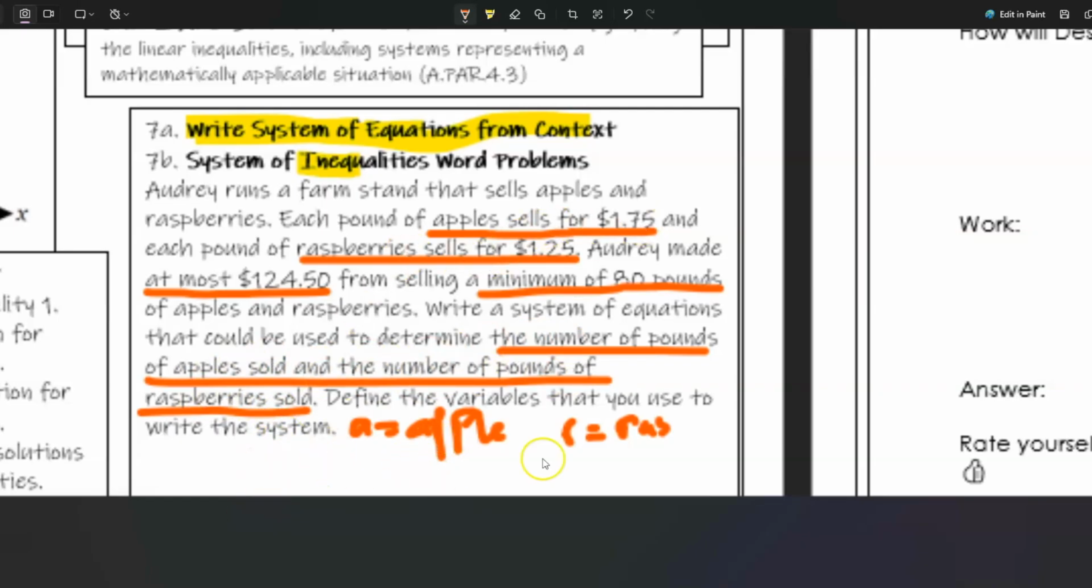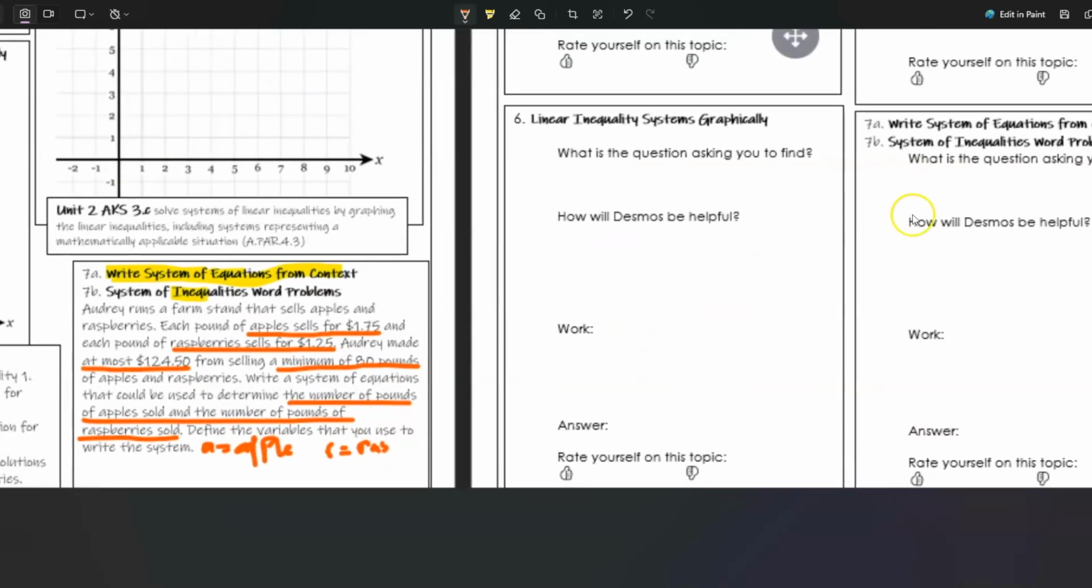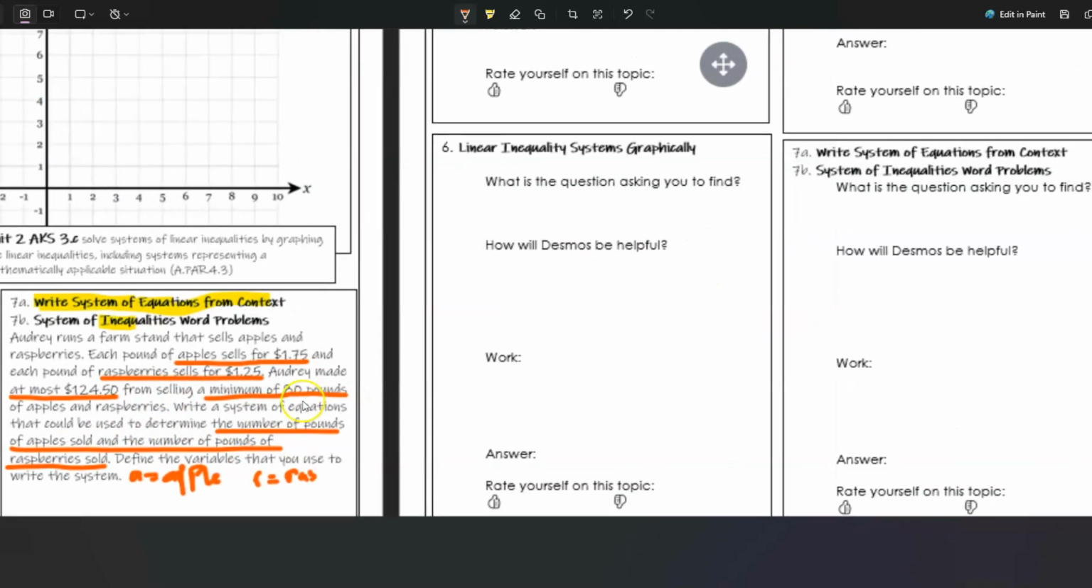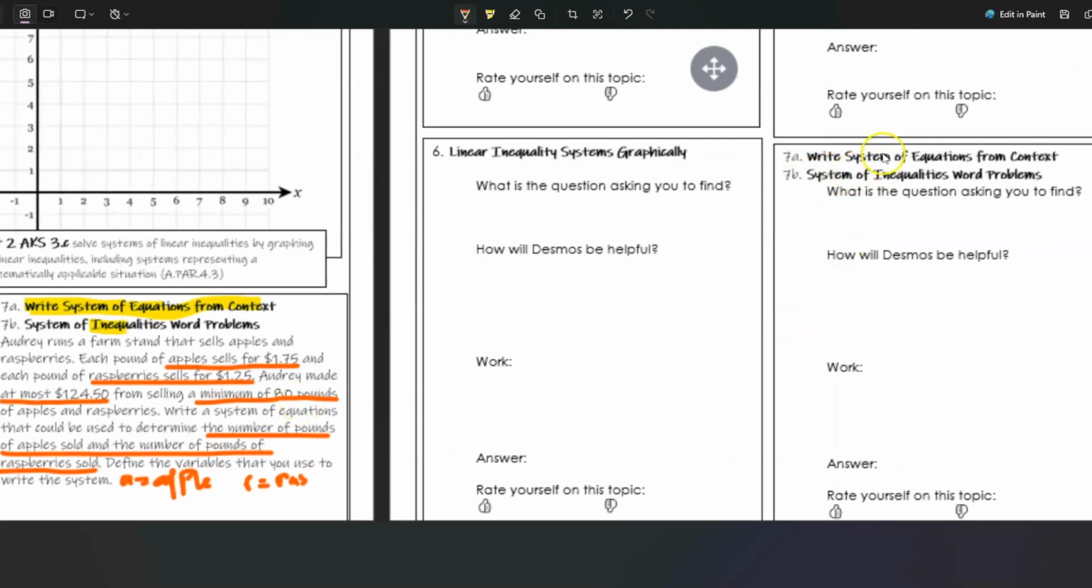All right, so let's go ahead and put my numbers. So this is $1.75. Once again, remember, you're doing your work over here on the side. So in 7a, what is the question asking you to find? You're finding 2 inequalities. Okay, so write 2 inequalities. Now, I can't really write very well with my mouse, so that's going to be on you to write what I'm saying. Will Desmos be useful? No, because this is just reading and writing, so not applicable for Desmos.